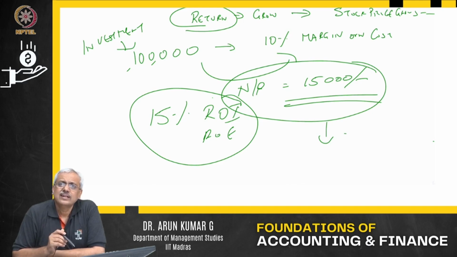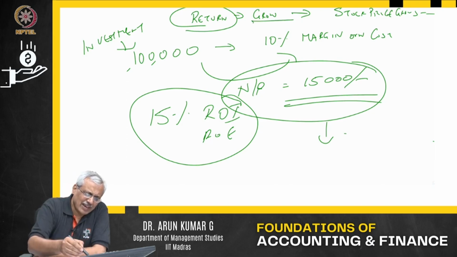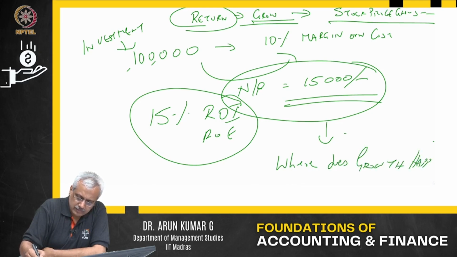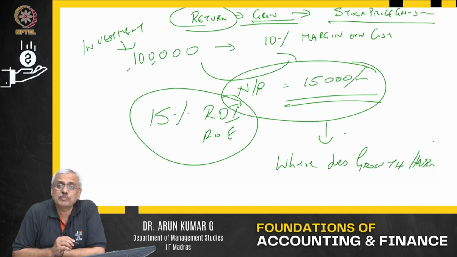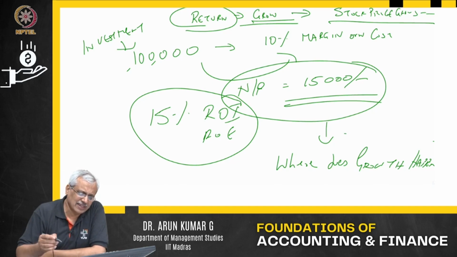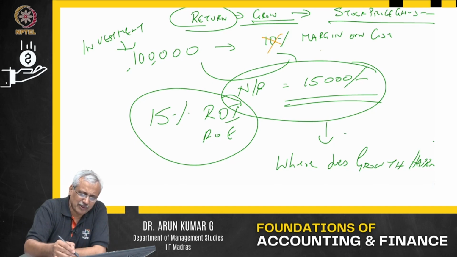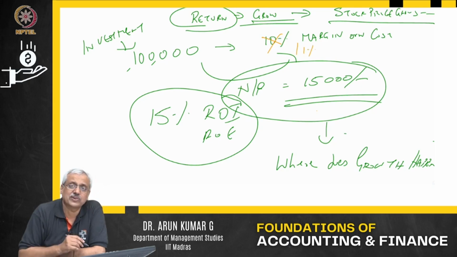Agreed? So then, how does the price move? Where does growth happen? Where does growth happen? That's a big key question here. Please note, for growth to happen, somebody will say, sir, my margin on cost, I am not going to be charging 10%. I am going to increase my margin from 10 to 11%, then growth is going to happen.